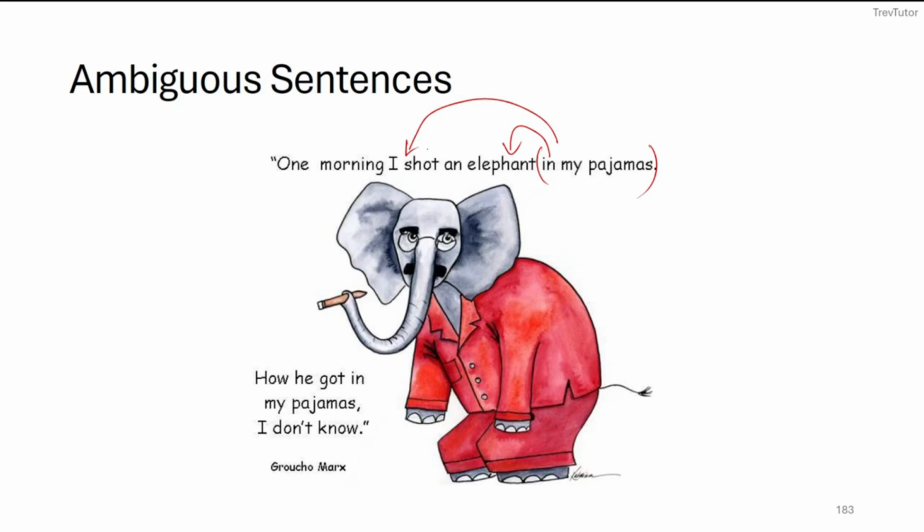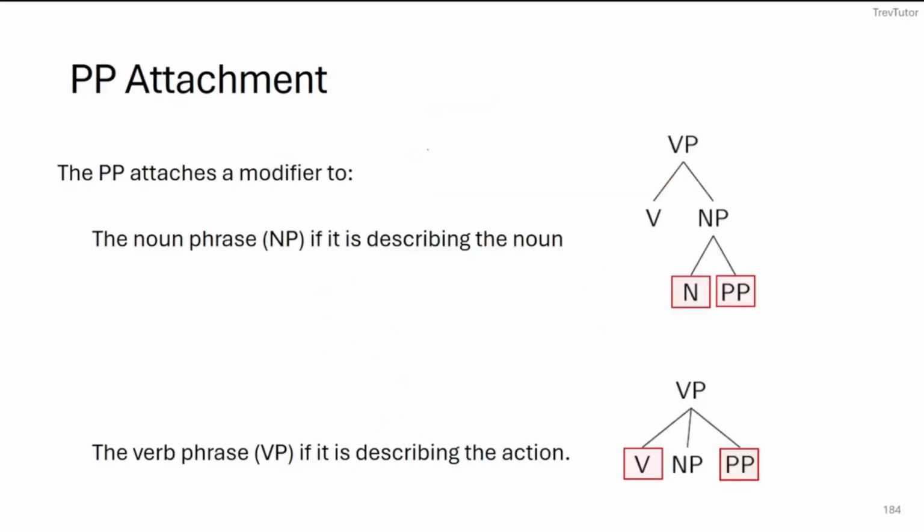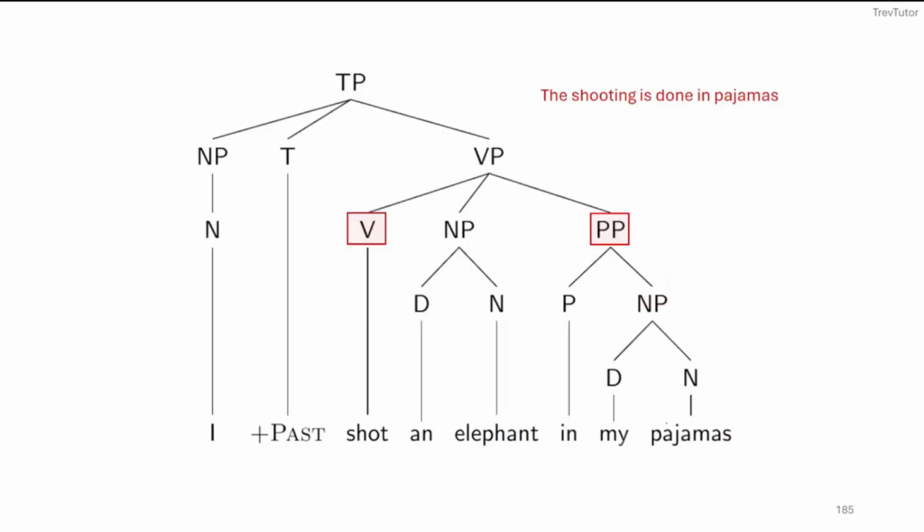Are you wearing pajamas? So this is prepositional phrase attachment ambiguity, and there are two ways that we can attach the prepositional phrase in this case. If the prepositional phrase is modifying the noun, then it attaches underneath the noun phrase. So the noun and prepositional phrase are sisters. If the prepositional phrase is describing how the action is being done, then it's going to be under the verb phrase as a modifier, so sisters to the verb in this case. So let's see these two in action.